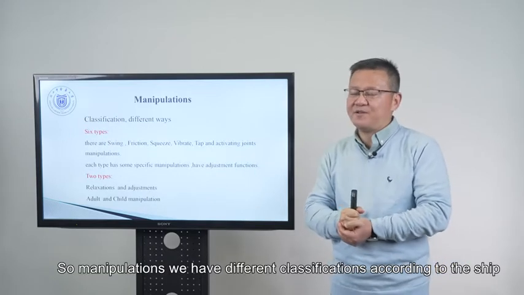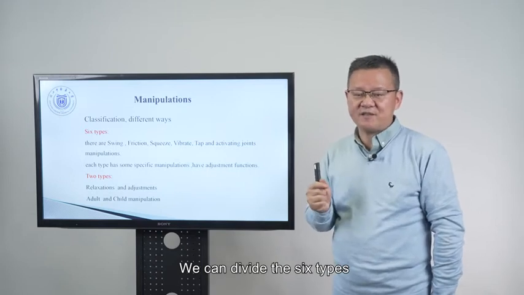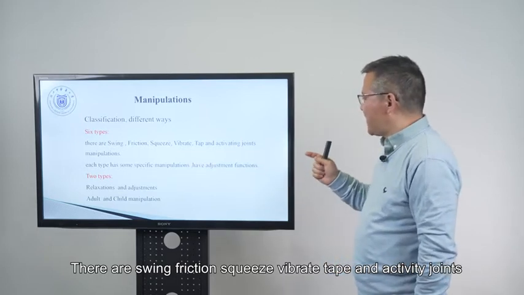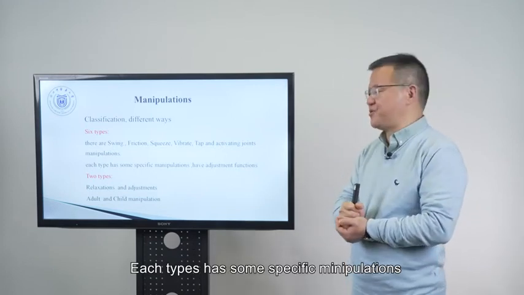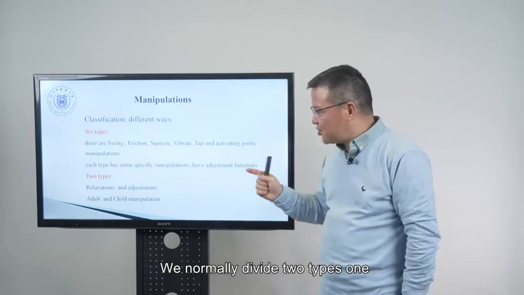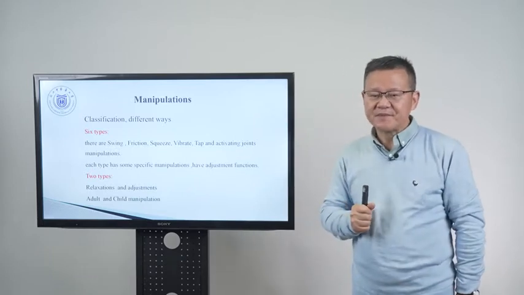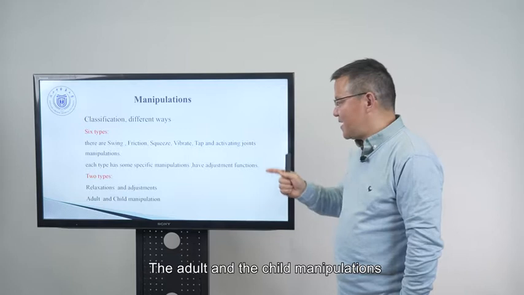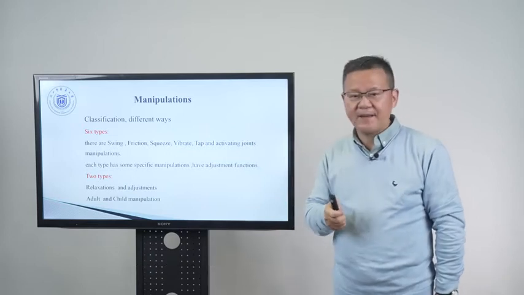For manipulations, we have different classifications. According to the shape, we can divide them into 6 types: swaying, friction, squeezing, vibrating, tapping, and activating joints. Each type has some specific manipulations. According to the effectiveness, we normally divide them into 2 types: one we call the relaxing, another we call the adjusting. And according to the object of Tuina, we can divide them into 2 types: adult manipulations and child manipulations, sometimes called kid manipulations. And there are also other ways.